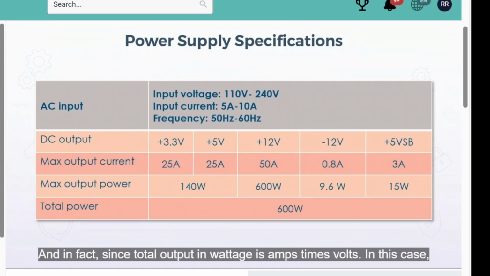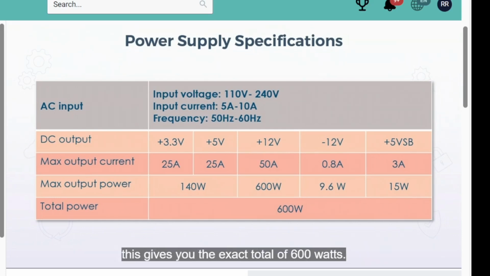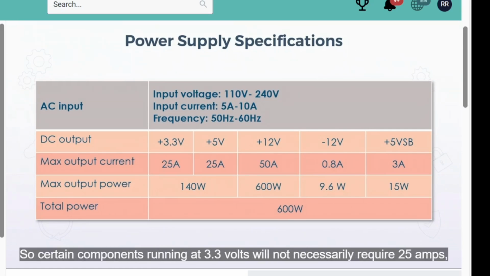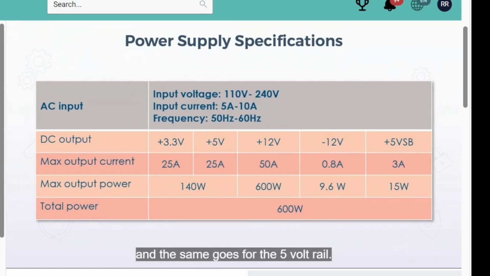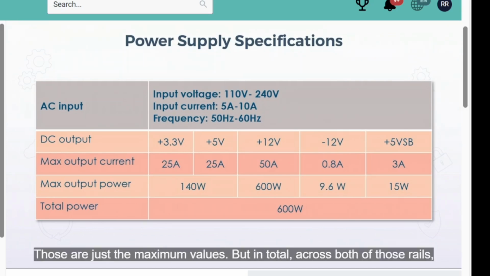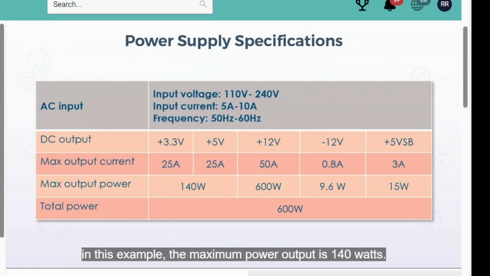And in fact, since total output in wattage is amps times volts, in this case, this gives you the exact total of 600 watts. Now, the 3.3 volt and the 5 volt can vary. So certain components running at 3.3 volts will not necessarily require 25 amps, and the same goes for the 5 volt rail. Those are just the maximum values, but in total, across both of those rails, in this example, the maximum power output is 140 watts. So then the total power output of 600 watts in this case really is the value that you're going to be looking for, and again, this really comes down to what you need for your system.